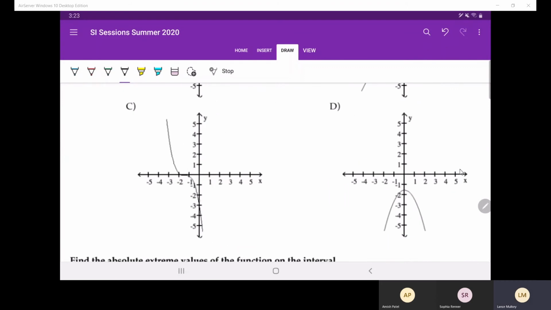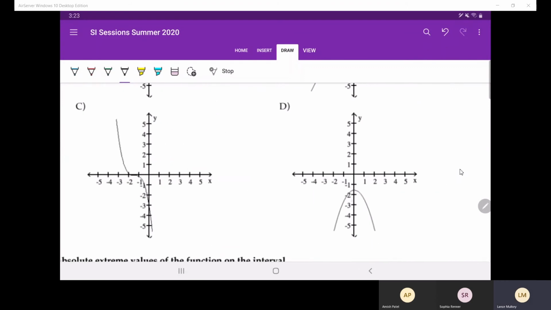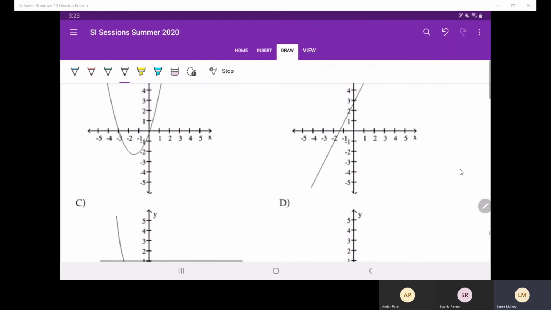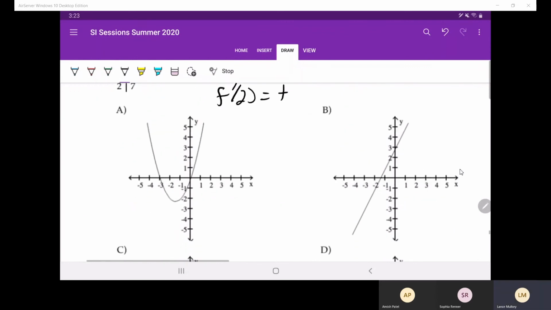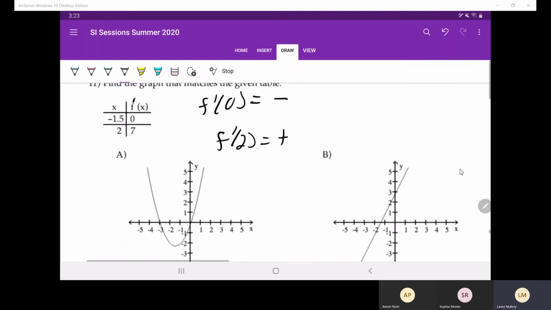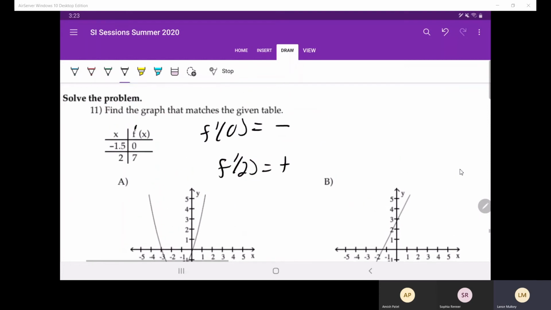This one's decreasing over its whole domain. This one's increasing from the left and decreasing from the right. I don't like this right here because at x equals, like, negative 1.5. It's negative 1.5. That's why. Yeah. Okay.